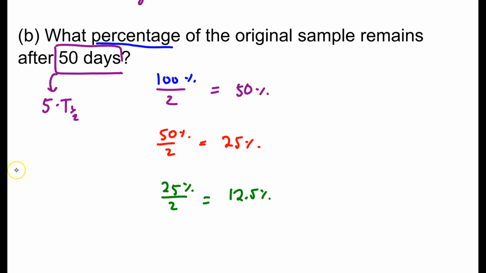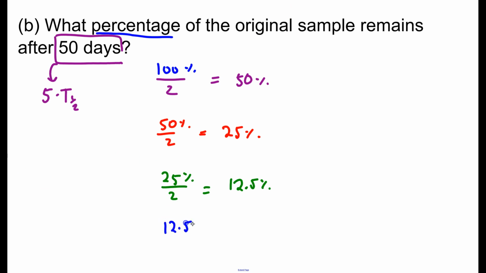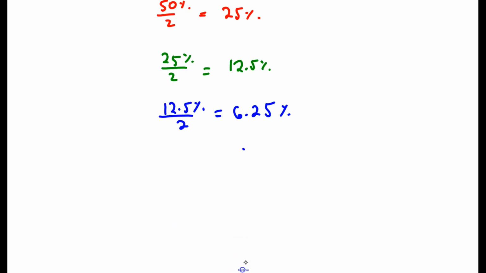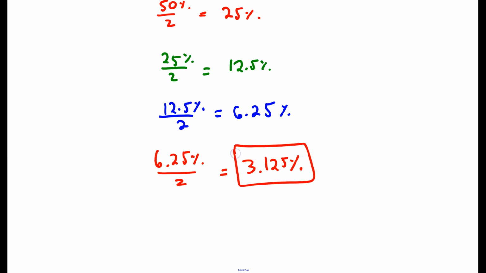Cutting the 12.5, how many times have I done this? 3 times so far. 12.5% cut in half is 6.25%. That's 4 times I've cut it in half. I have to cut it in half 5 times for the 5 half-lives. So we cut this in half 1 final time, and we get 3.125%. And that is the final answer. That's the percentage. If we start from the total initial amount, which is 100%, that's how much is remaining after 5 half-lives.